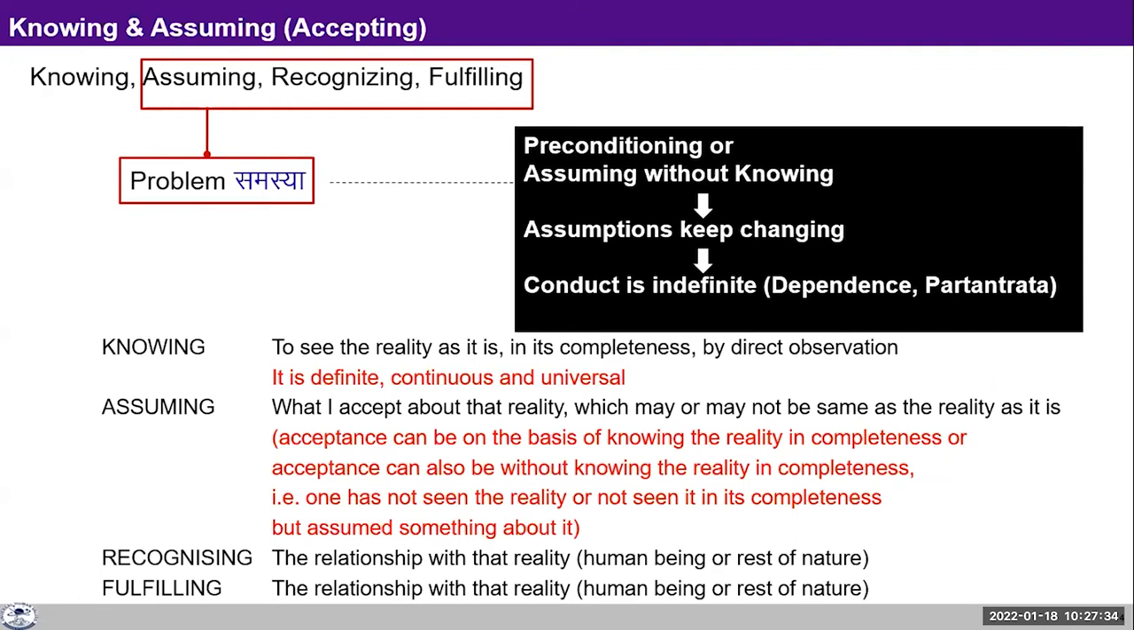Now, what is the problem domain in our living? That we live with these assumptions without knowing. And as the assumptions change, my recognition and fulfillment, which is expressed through my conduct, my behavior, my actions through the body, also change. And this is dependence, or parantrata.